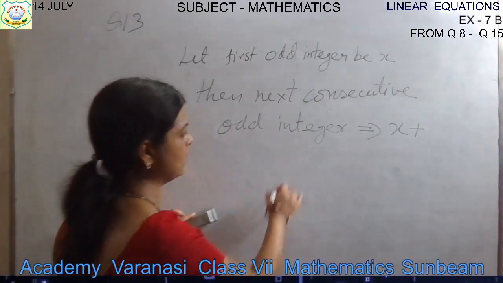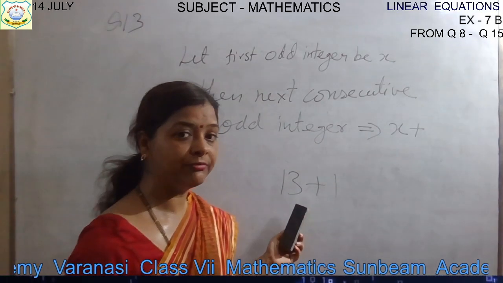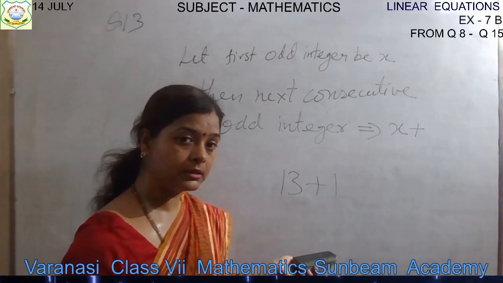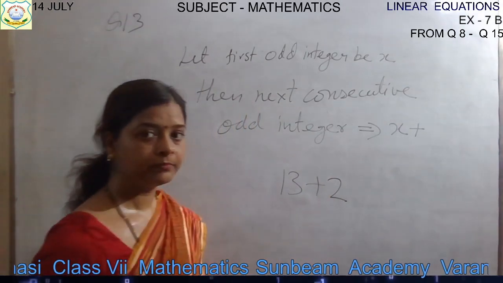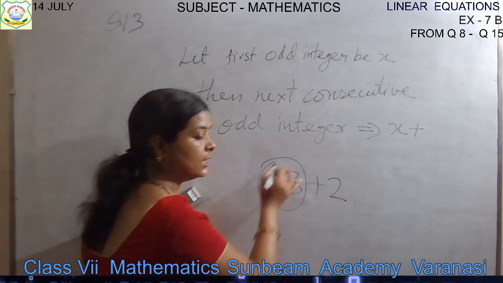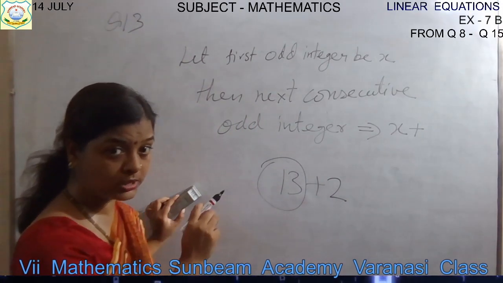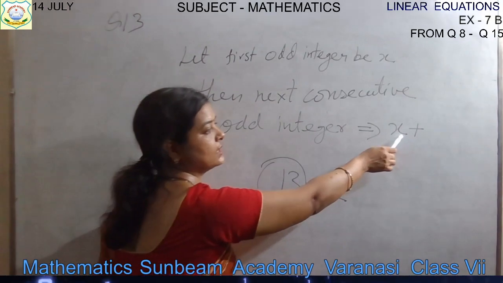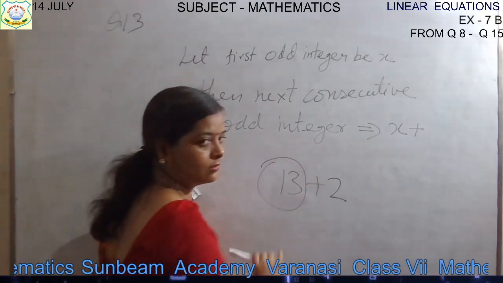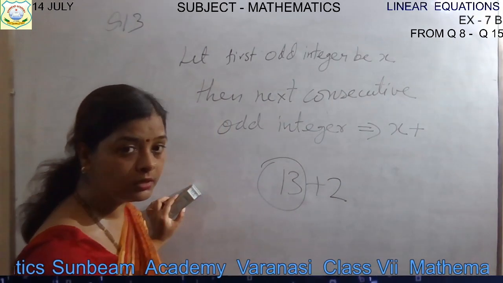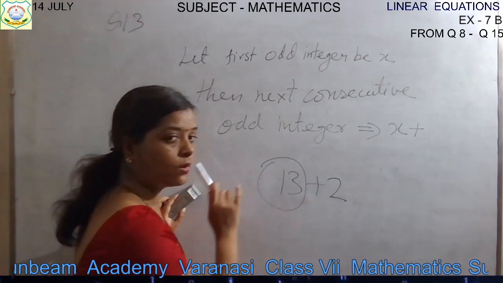X plus 1. If you are having 13, you will add plus 1. No. If you wanted to find after 13 what will be the next consecutive odd number, then you have to add 2, then 15 will come, isn't it? But we don't know now it is 13 or what. We don't know the first odd integer which is in this question. That's why instead of 13 we have chosen it as x. We don't know whether it is 13 or 15 or 27, which odd number it is. So let's take it as x.